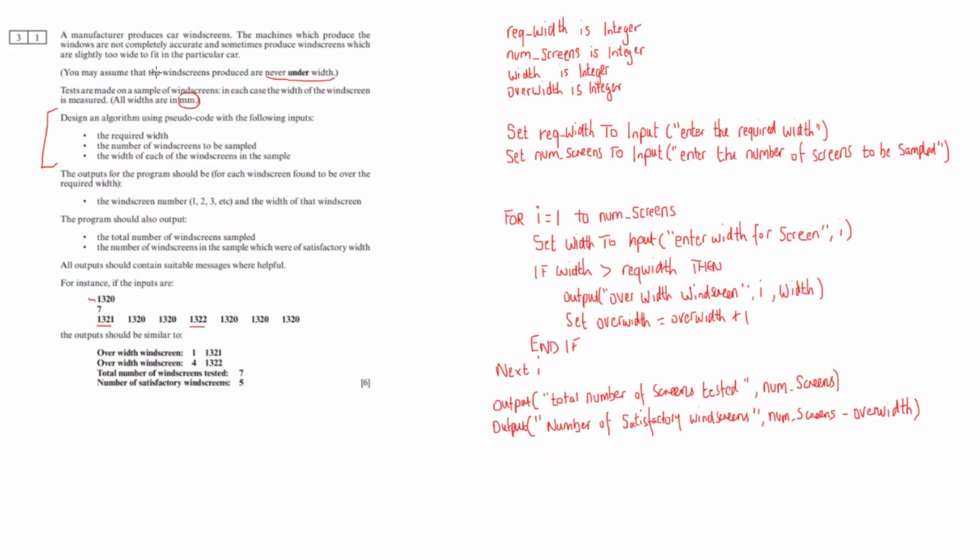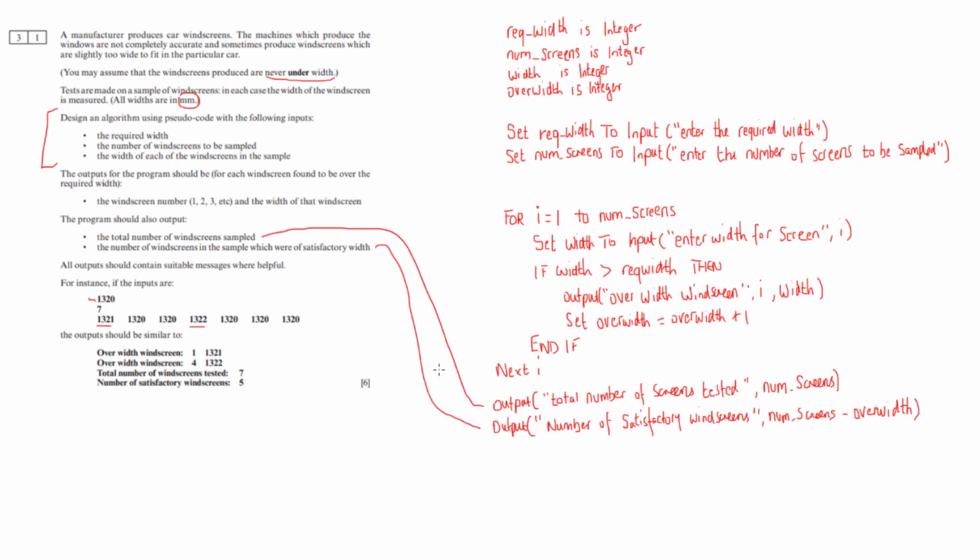So what we need to do is just double check that we've done everything here. Design an algorithm using pseudocode, so we've got the required width, the number of windscreens to be sampled, the width of each of the windscreens in the sample. The outputs for the program should be, so we should output the number for each windscreen found to be over the required width. The number goes with it, the width of the windscreen, which we've done over here. The program should output the total number of windscreens sampled there, and the number of windscreens in the sample which were of satisfactory width. So that's that one.